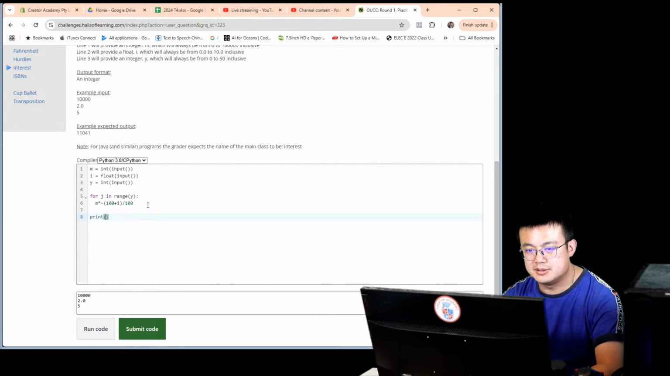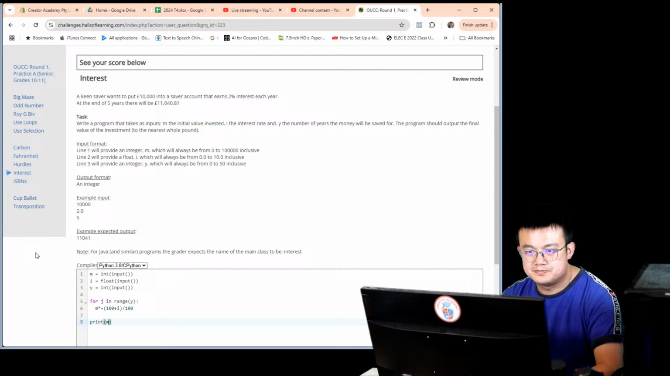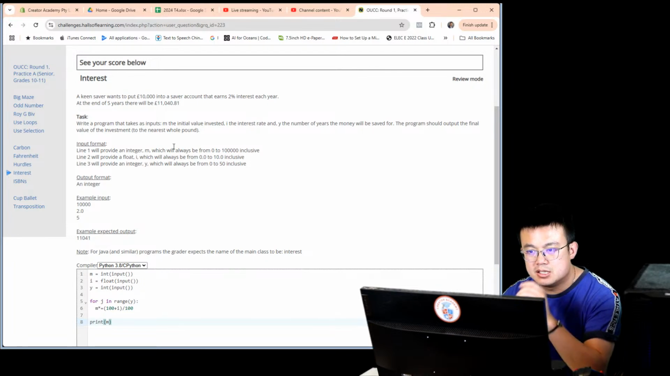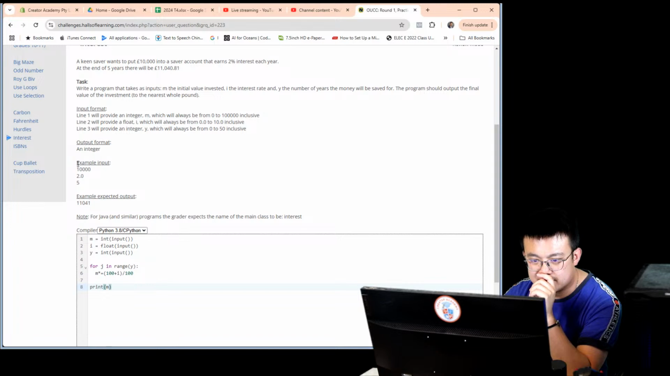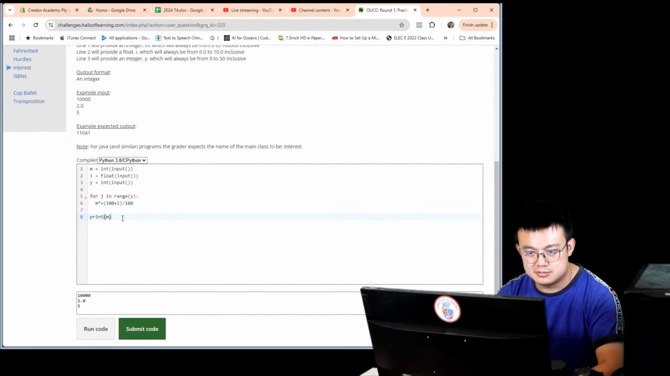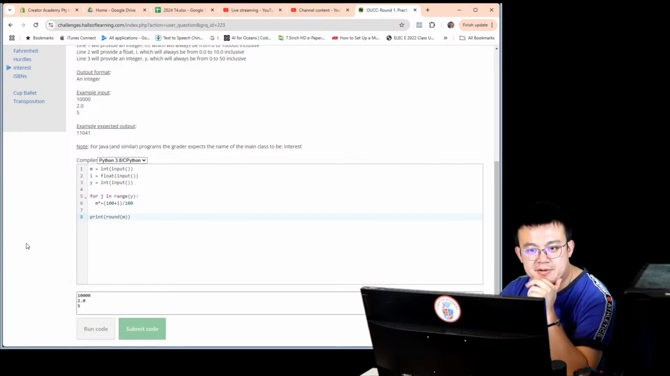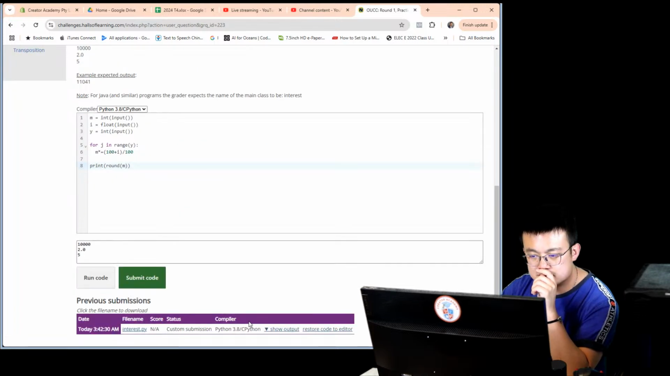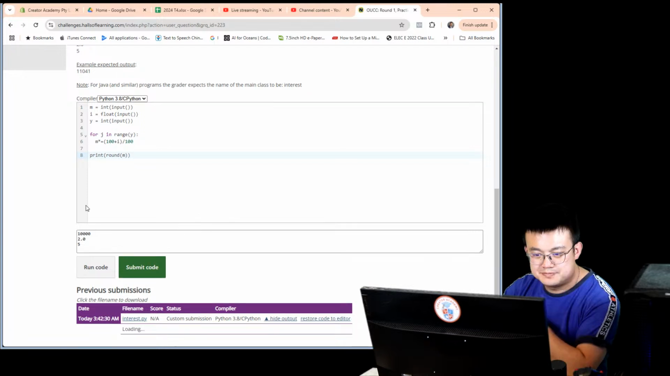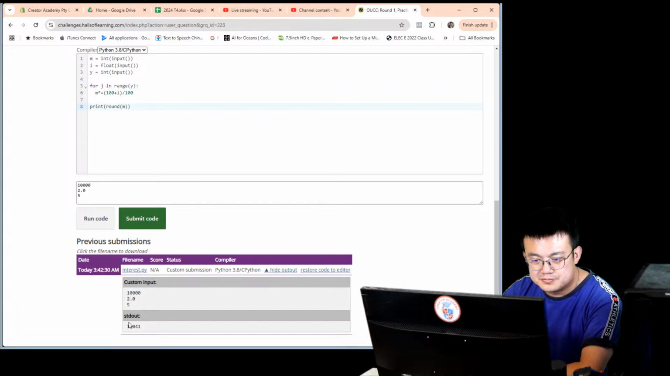This should be... Oh, hold on. What do I have to return? Program to output the final value, round it to the nearest whole pound. So, round. Like that. Let's see if this is anywhere close. 11,041 is what we're looking for. Show the output. Yes, 11,041. If I submit the code, it should give me a right answer.